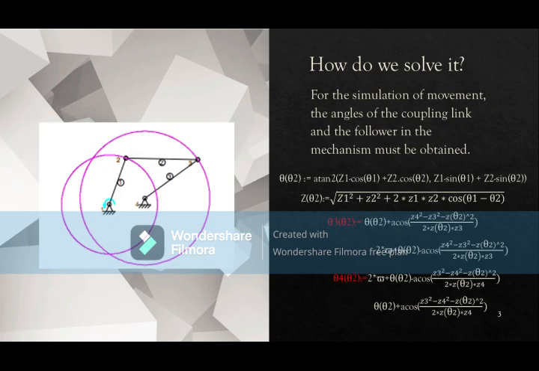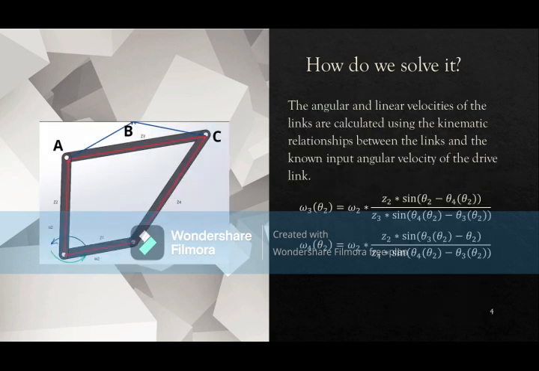This is a movement analysis. For the simulation of the movement, the angles of the coupled link and the follower in the mechanism must be obtained. For speed and acceleration, the angular and linear velocities of the links are calculated using kinematic relationships between the links and the inputs of angular velocity of the drive link.